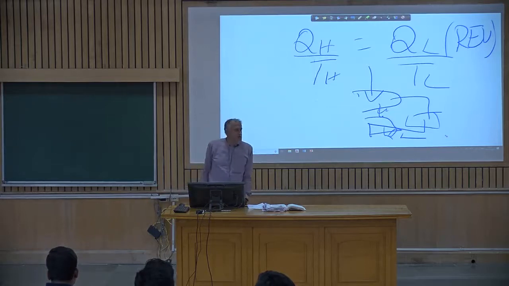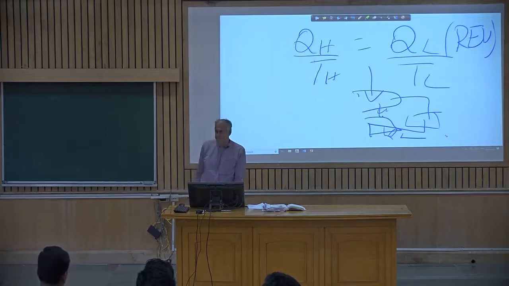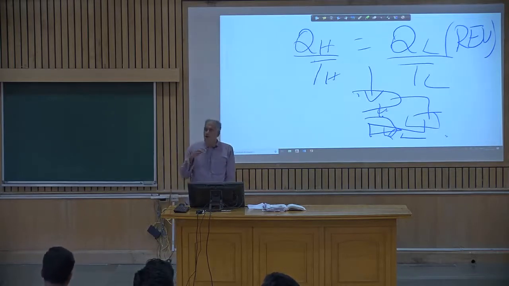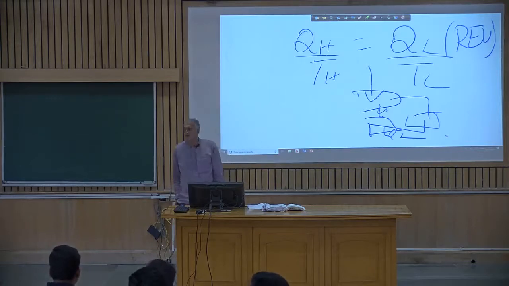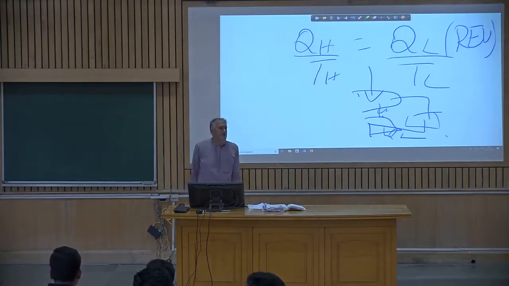Why he must have got less work? That is why he might have got more rejection. Possible. But why he got less work? Why is W reversible greater than W irreversible? Why? 2 marks question.